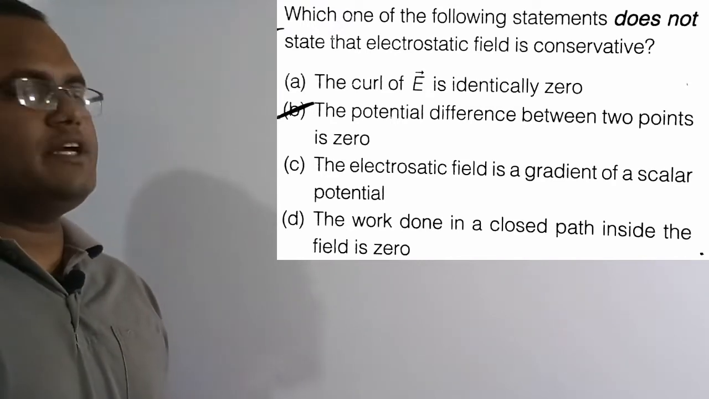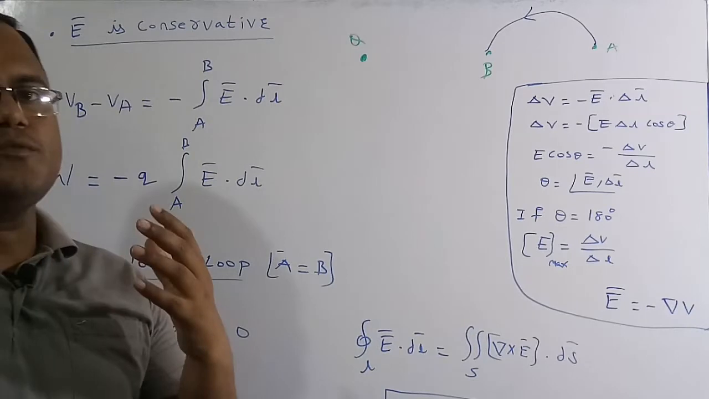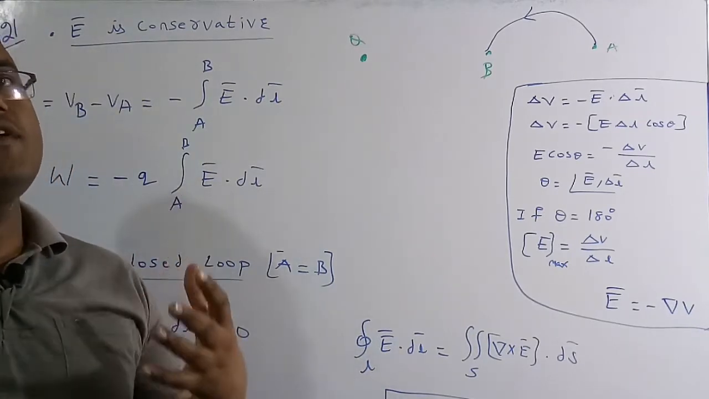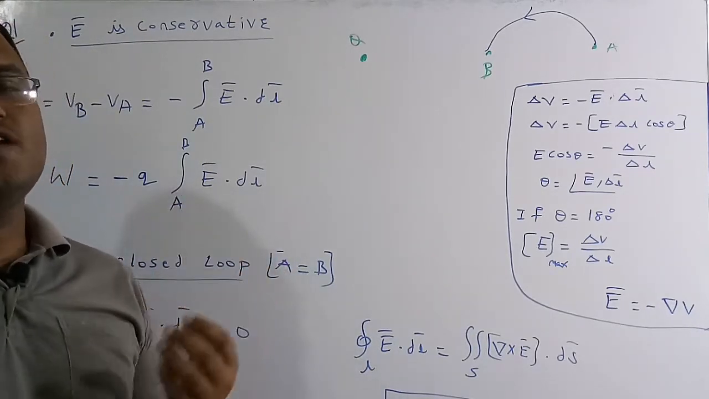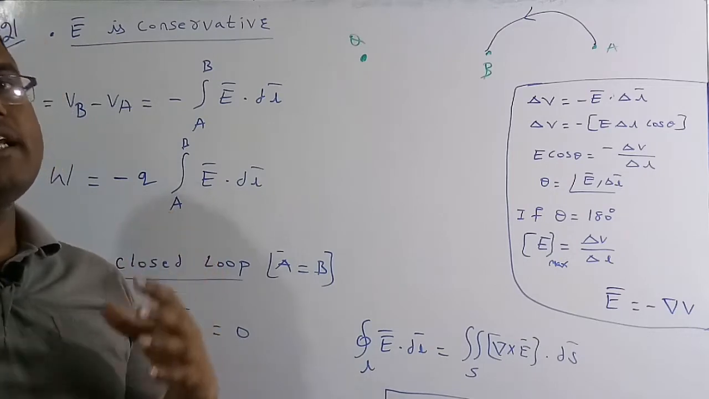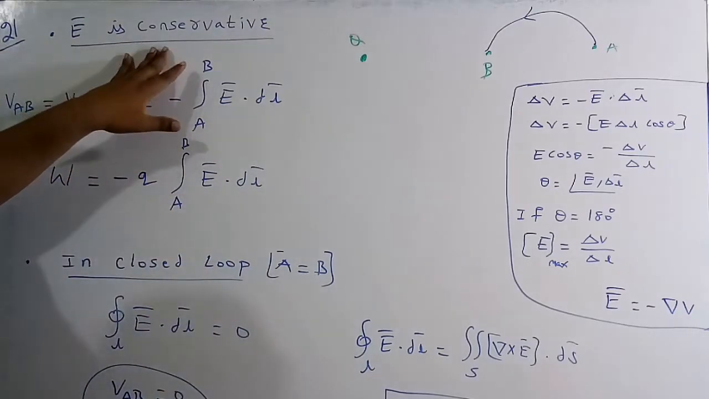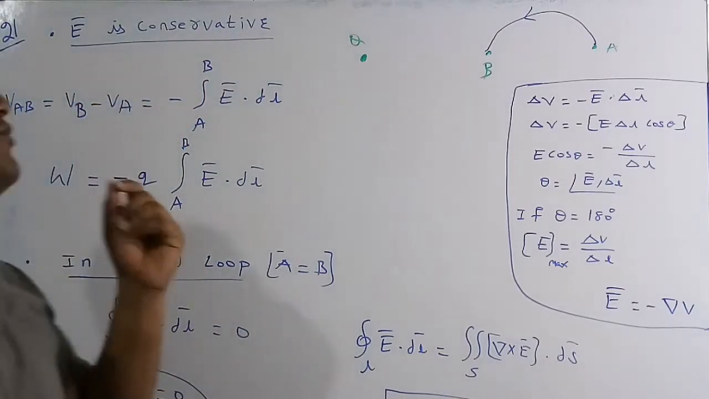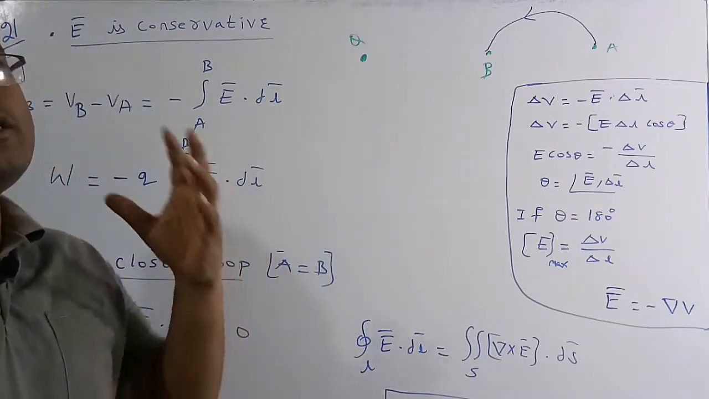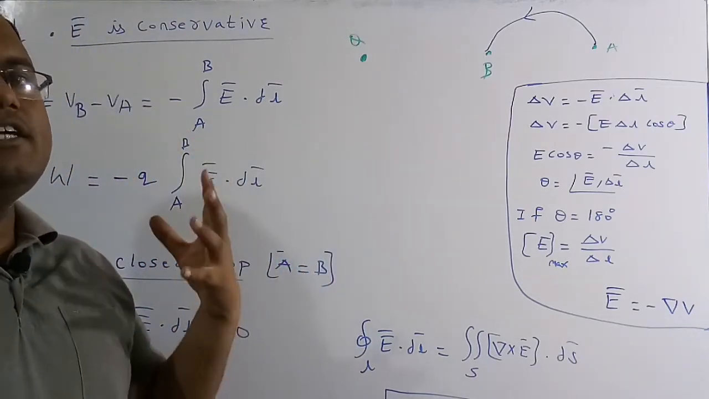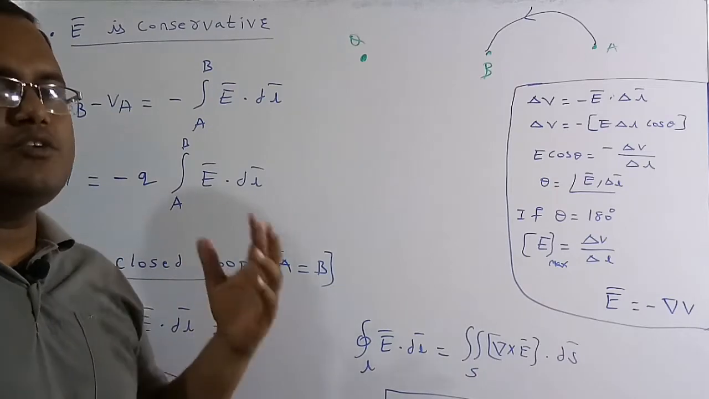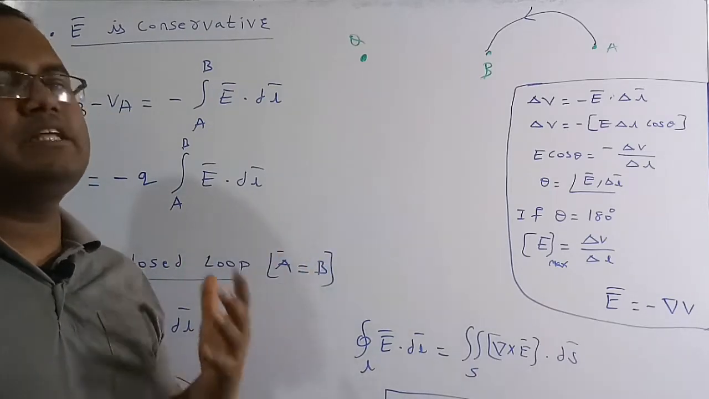So let's solve this numerical. Because of static charges, the electric field which we produce is called the electrostatic electric field. If this electric field has a conservative nature, it means the work done in the electrostatic field is independent of the path travelled, and only depends upon the initial position and the final position.